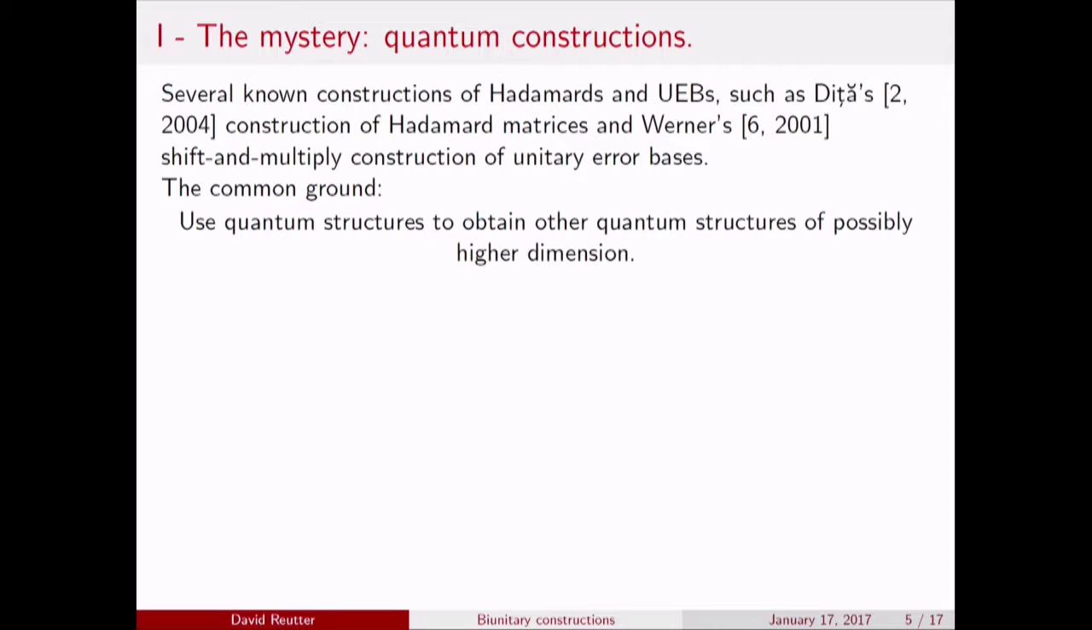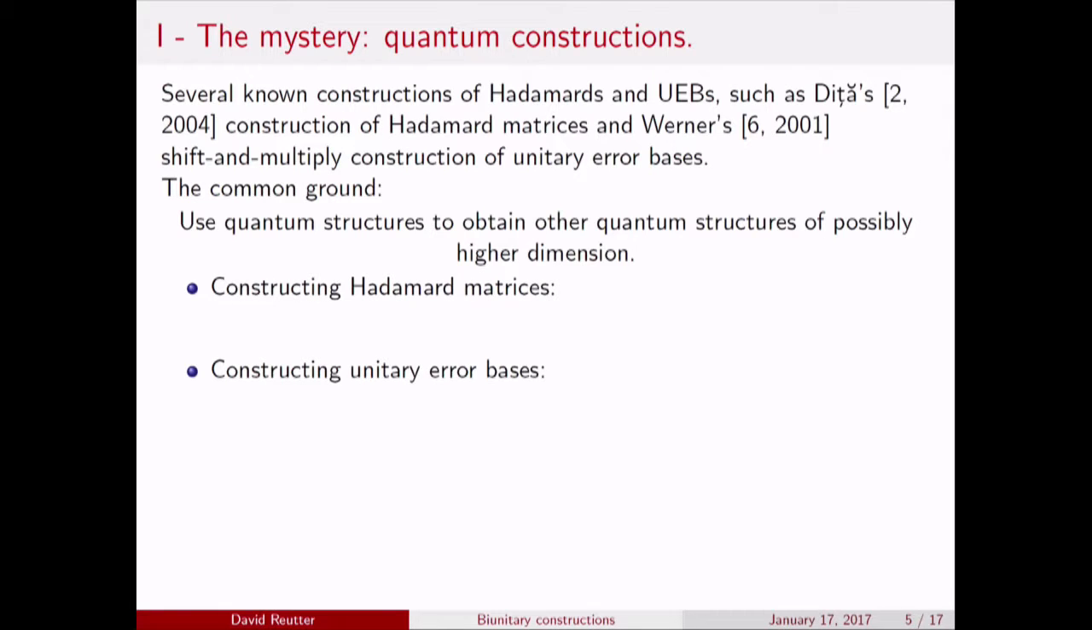So just to do some name dropping here, probably the best known constructions, which give an example of what I'm going to talk about, are Diţă's construction from 2004, which is a construction of Hadamard matrices, and Werner's quite famous shift-and-multiply construction from 2001 for unitary error bases. All these constructions have a common ground, a basic common idea. And this idea is that you use quantum structures and take them together to obtain new quantum structures of higher dimensions. So what do I mean by this? Let me just give an explicit example, coming to our slide full of formulas.